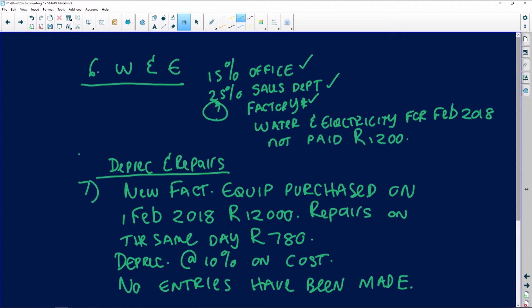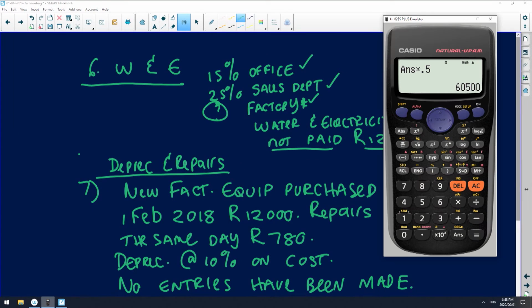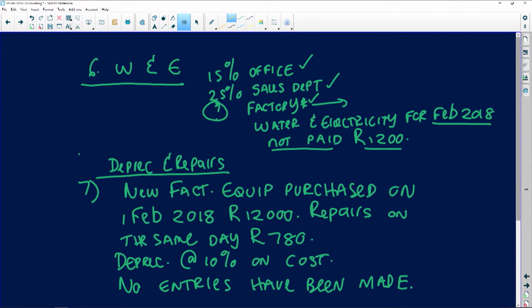They also tell us water and electricity for February 2018 was not paid, 1,200. So they're obviously giving us a year-end adjustment. Right, so let's start off by calculating what is the percentage of water and electricity used in the factory. So remember, the total is obviously 100 minus 15% for the office. Then 25% of the expense is allocated to the sales department, which leaves us with 60%, which is for the factory. Okay, so the factory is obviously 60%.